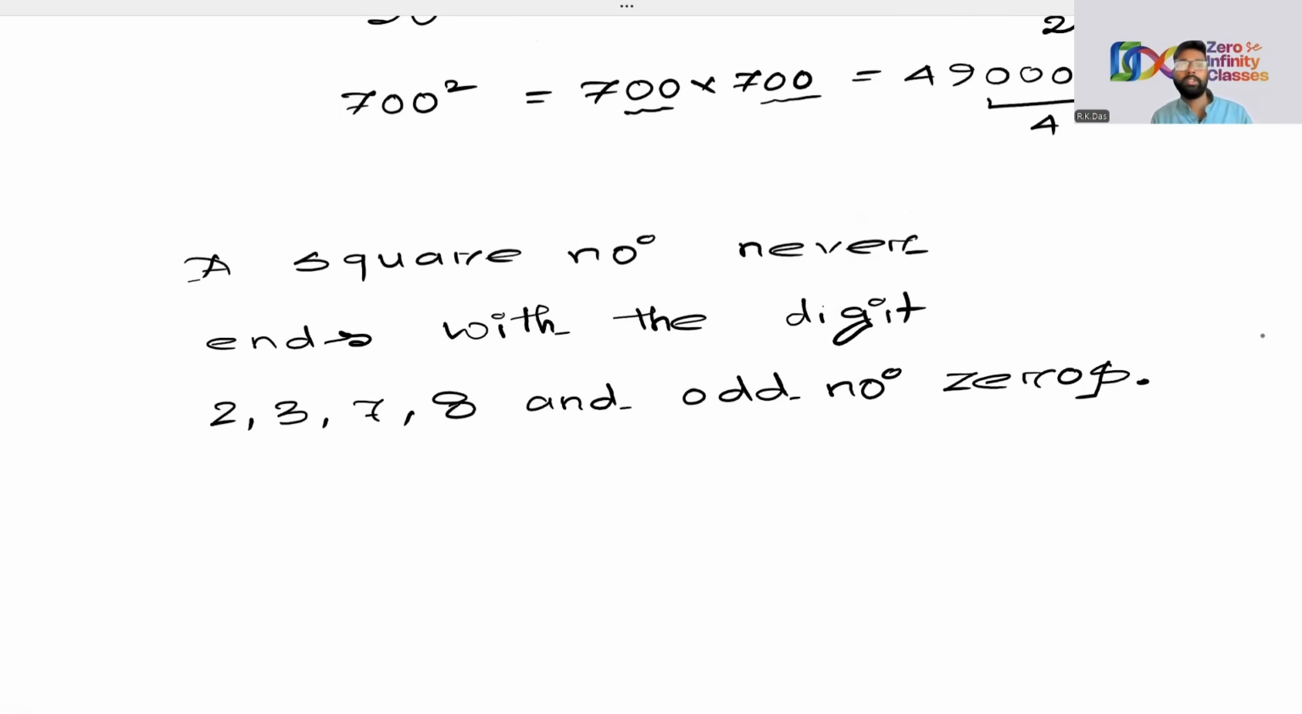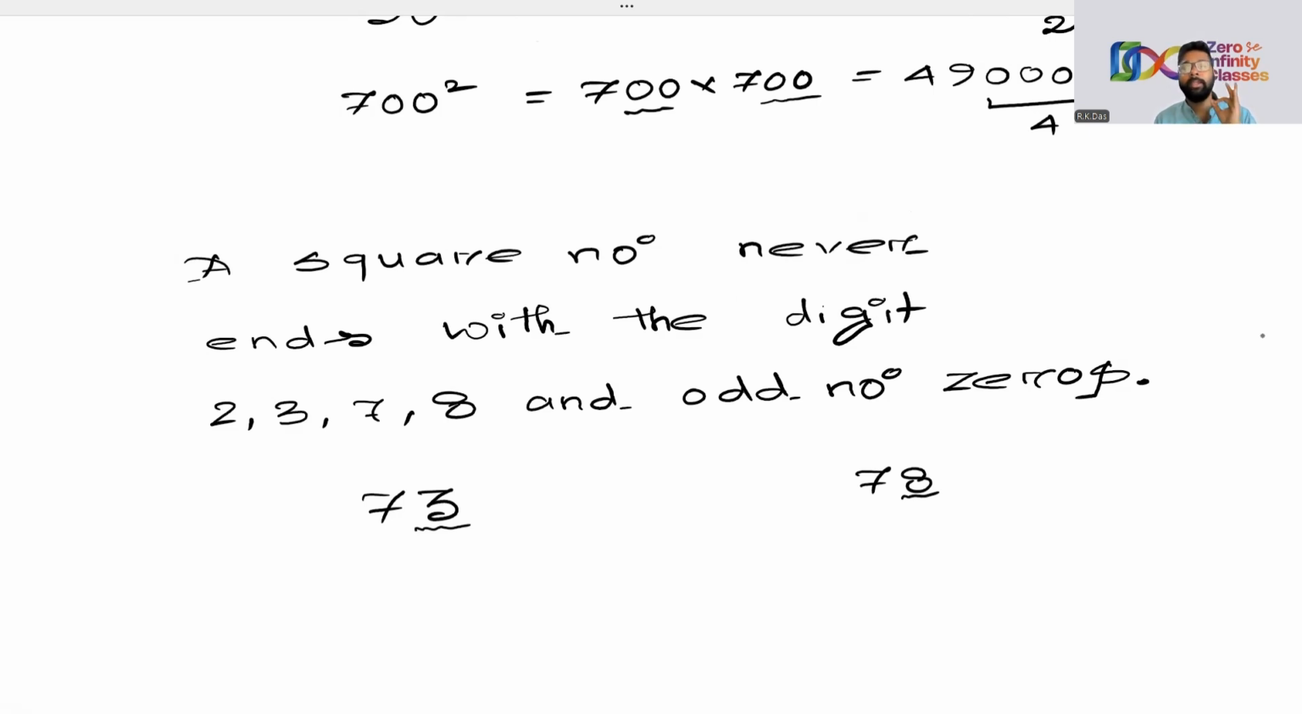Odd number of zeros. So what I'm telling here, suppose you have a number, 73. Here the last digit is 3. Suppose we have another number, 78. Here the last digit is 8. So if the last digit is 3, 8, 2, or 7, then that number is not a perfect square. We can clearly say that the number is not a perfect square.